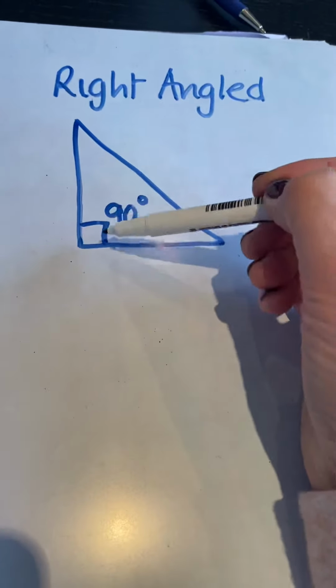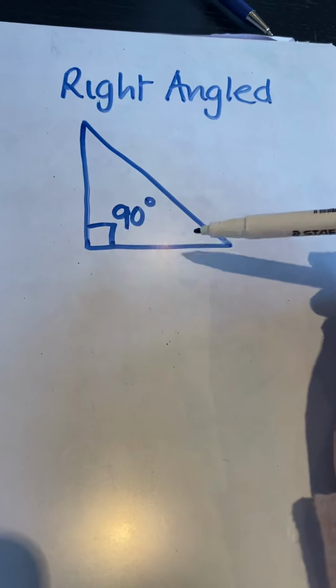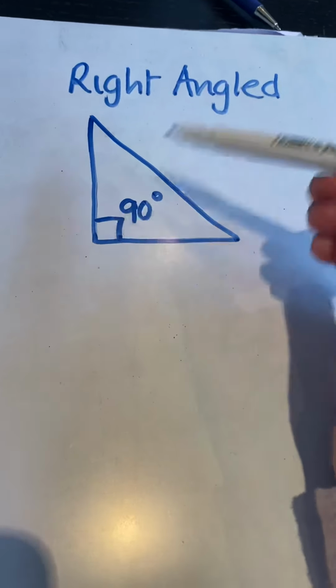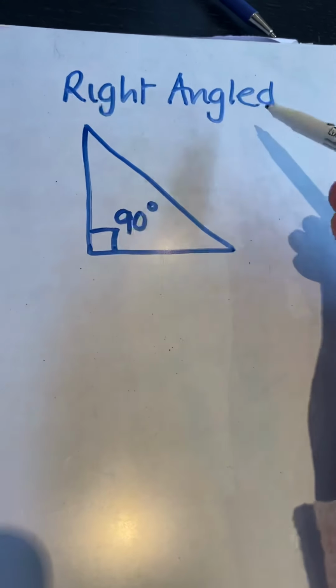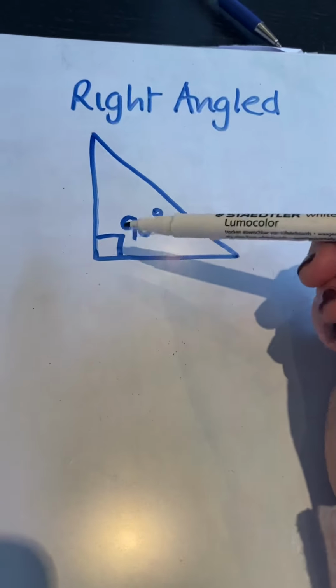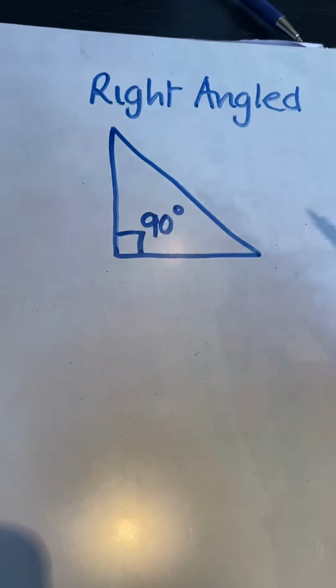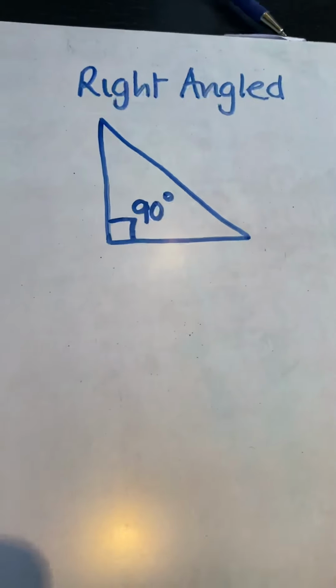We know that this is 90. We don't know the size of these 2, but this will always be 90 in a right angled triangle. The key thing is, in a right angled triangle, we know one angle for definite. This one here is 90, and it's shown with the little box.